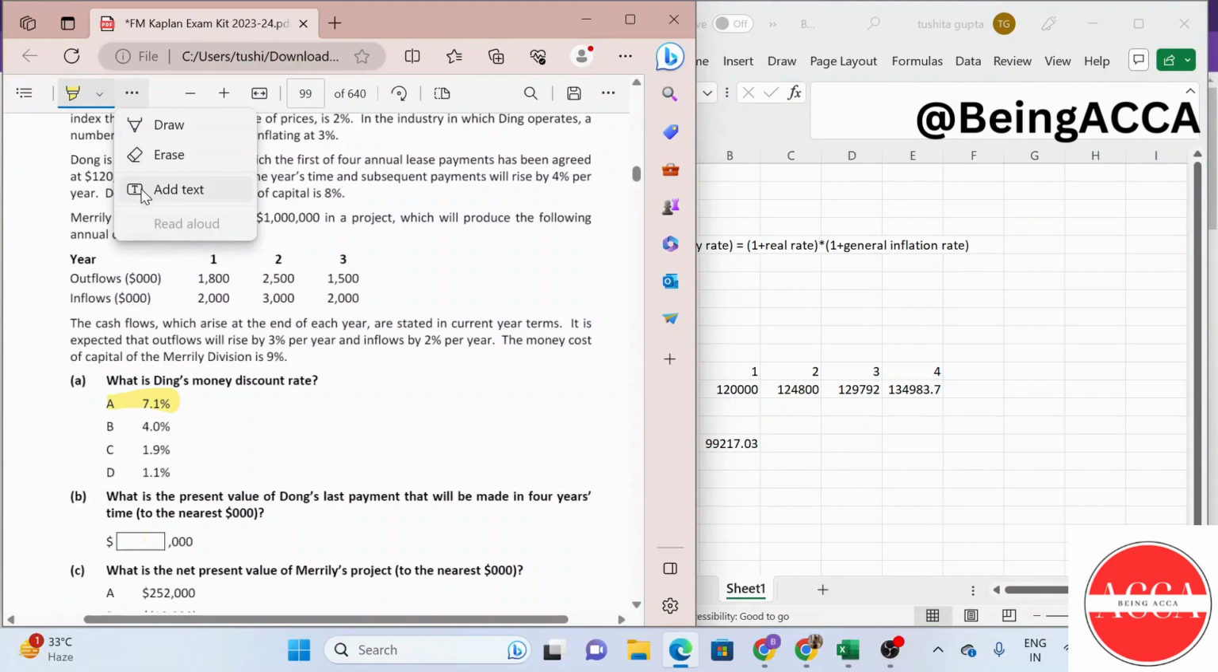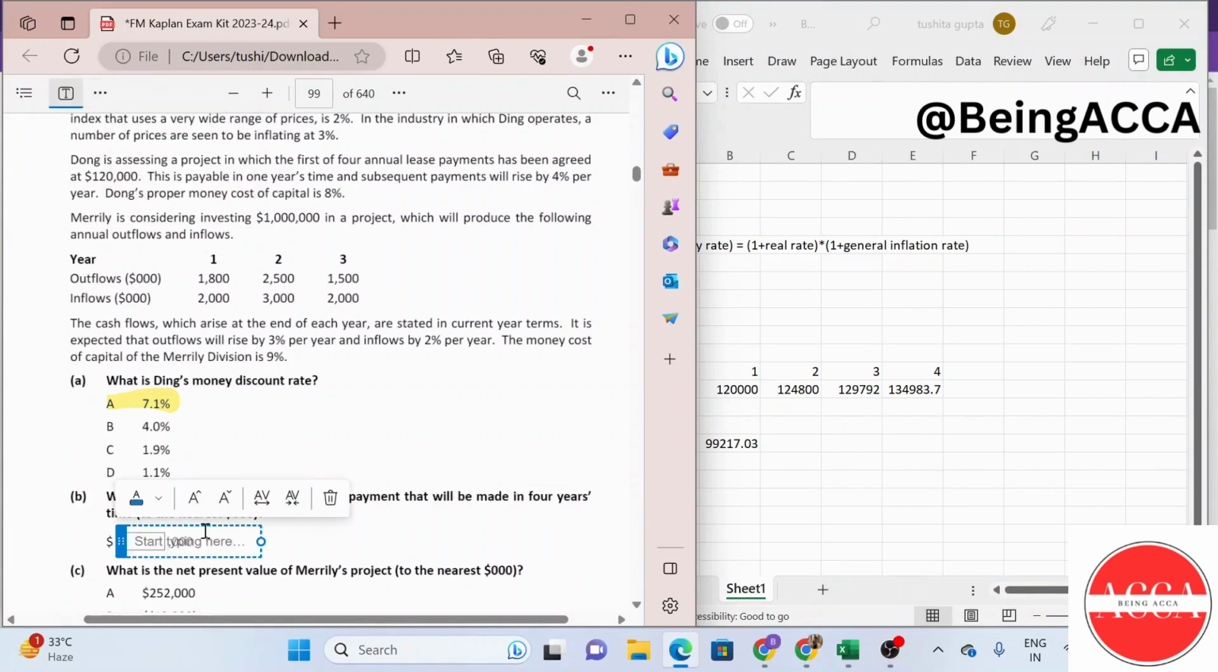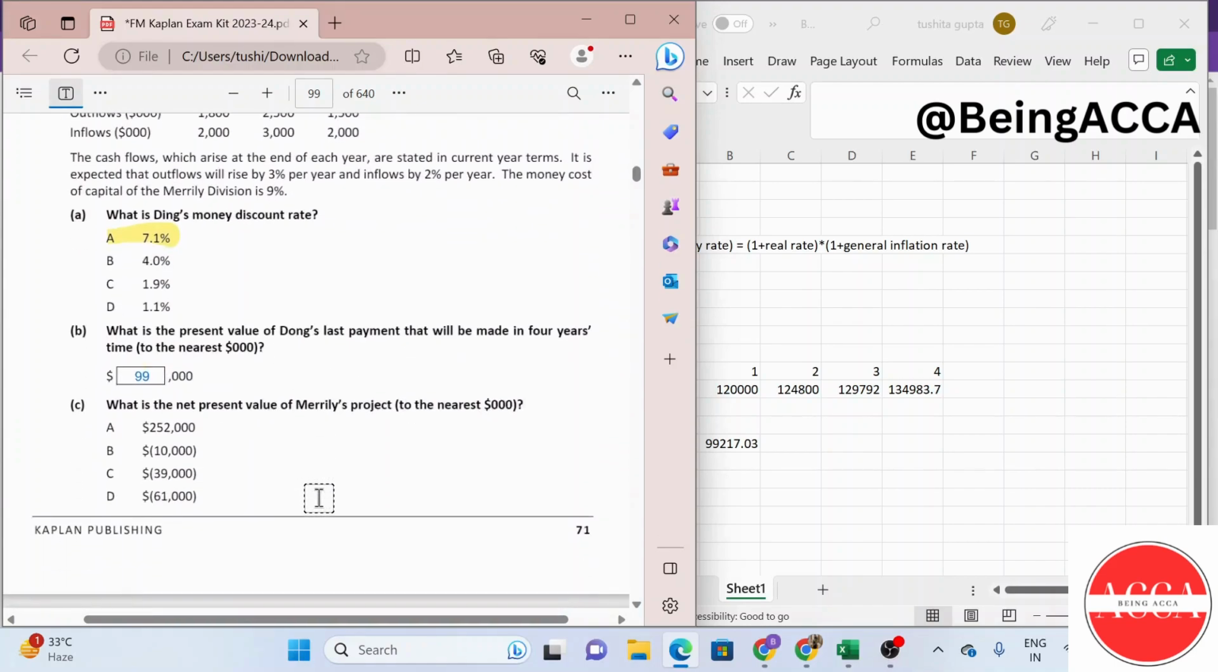Let me put a text box. Right, so this will be 99,000 is already given, so I will not write that. Okay, what is the NPV of Merrily's project to the nearest $1,000?